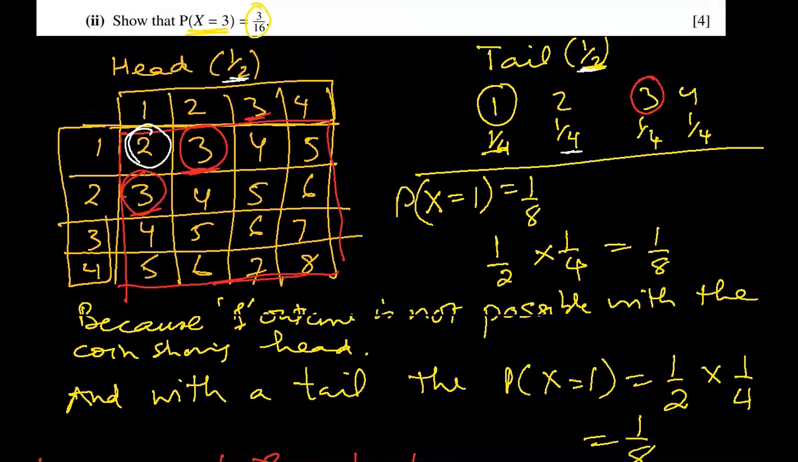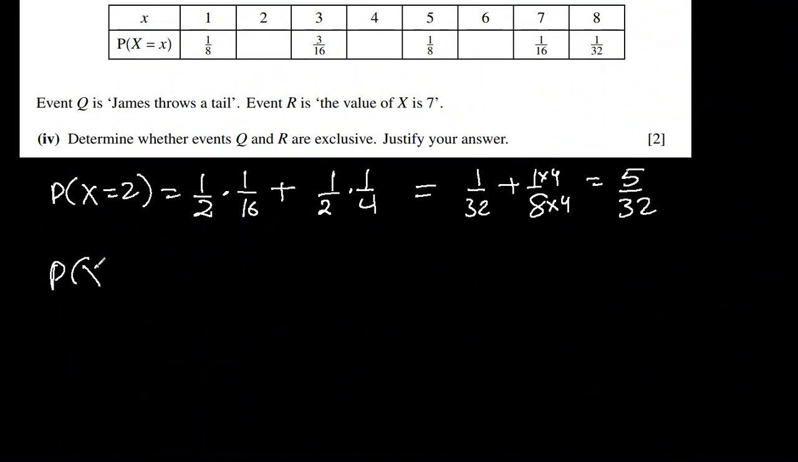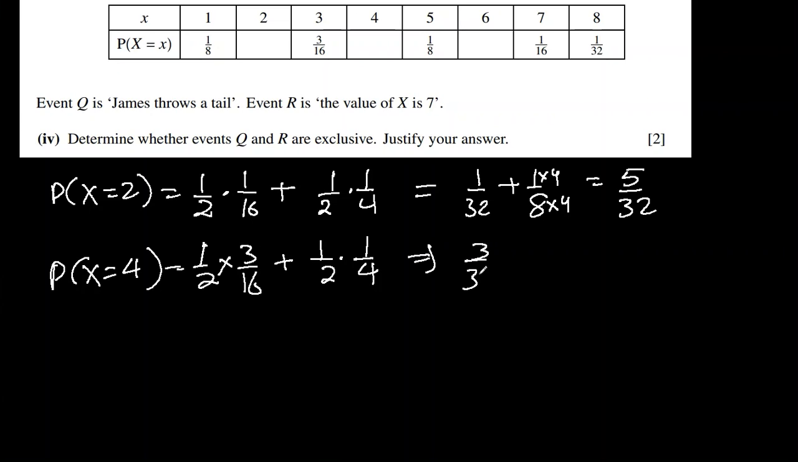Next thing is for 4. Again, we'll go back to our table. We have 4 here 3 times, so 3 over 16 after getting a head. So 1 over 2 times 3 out of 16: probability of X equal to 4 is, first we get a head, then we get a 4, 3 out of 16, and same is for getting a 4 from the second case when it is a tail. So it will be 3 over 32 plus 1 over 8. To get 32, we'll again multiply by 4. That comes out to 7 out of 32.